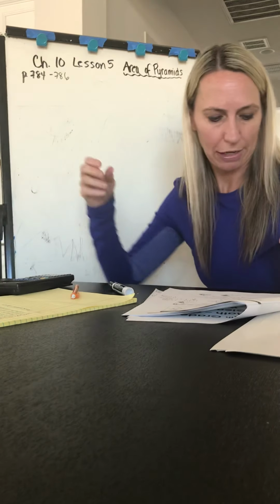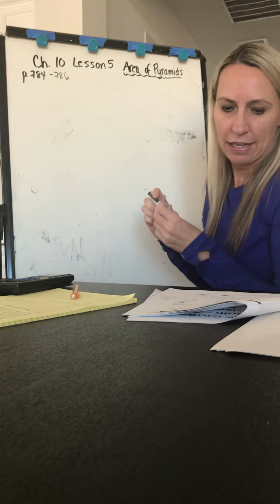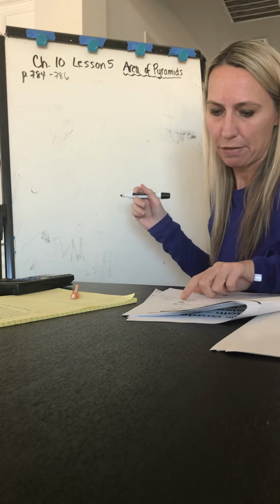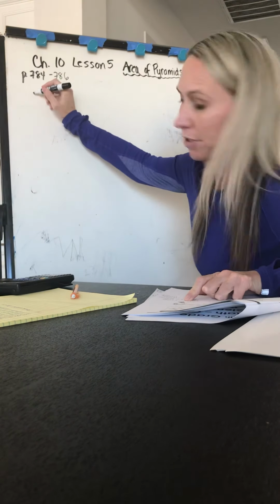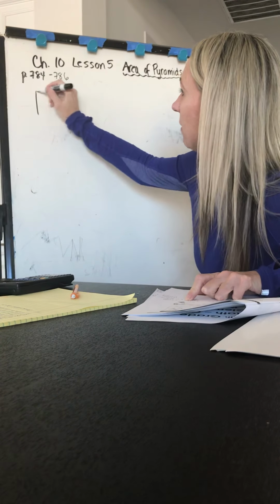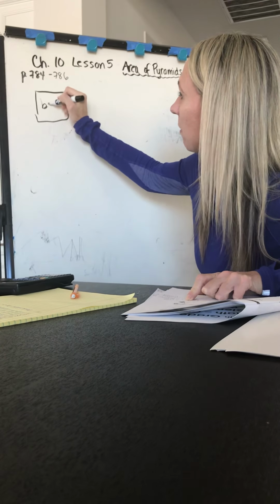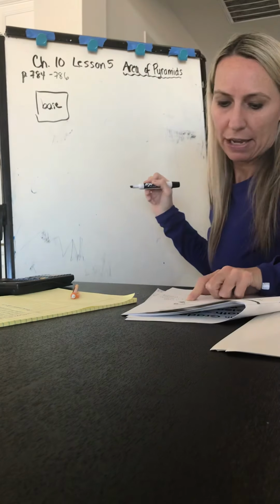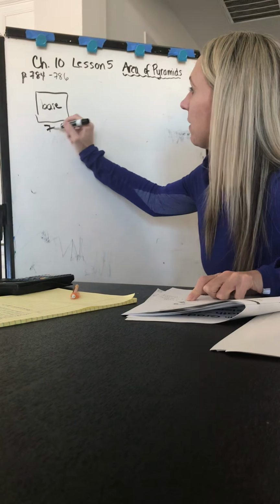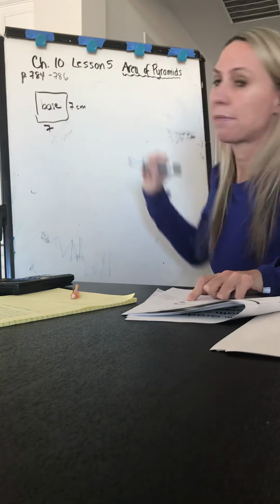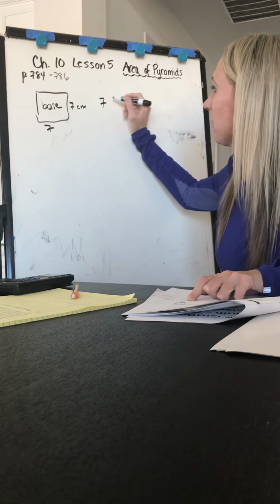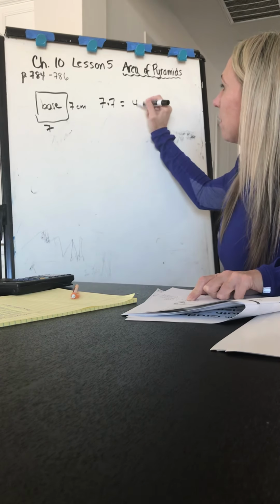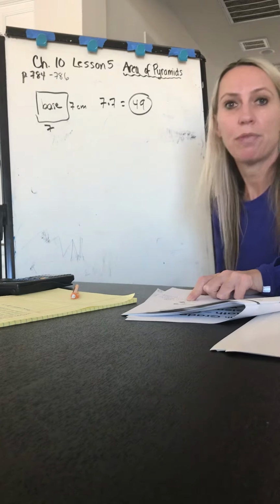Okay, so I'm on example 1. It says, find the surface area of the pyramid. The first thing I'm going to do is do the base. If you look at the picture, it says 7 centimeters and 7 centimeters. So we're going to do base times height. The area of the base is 49.